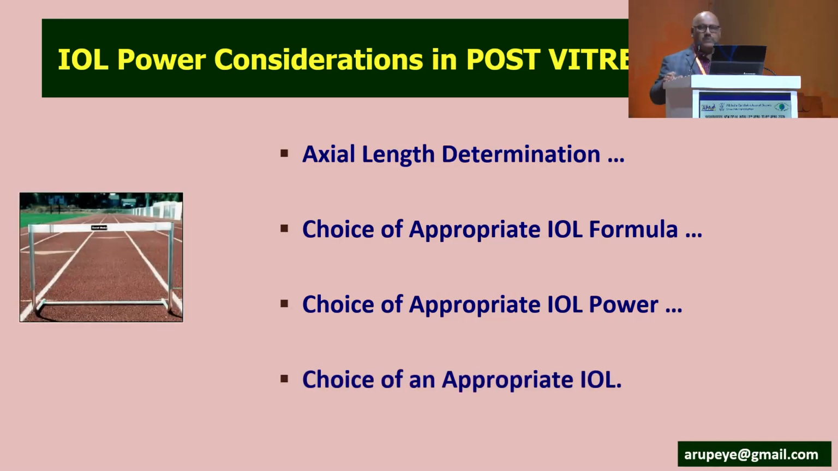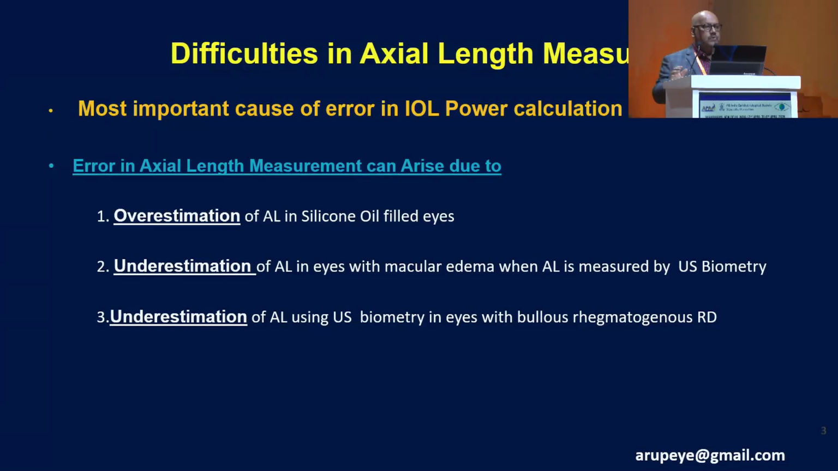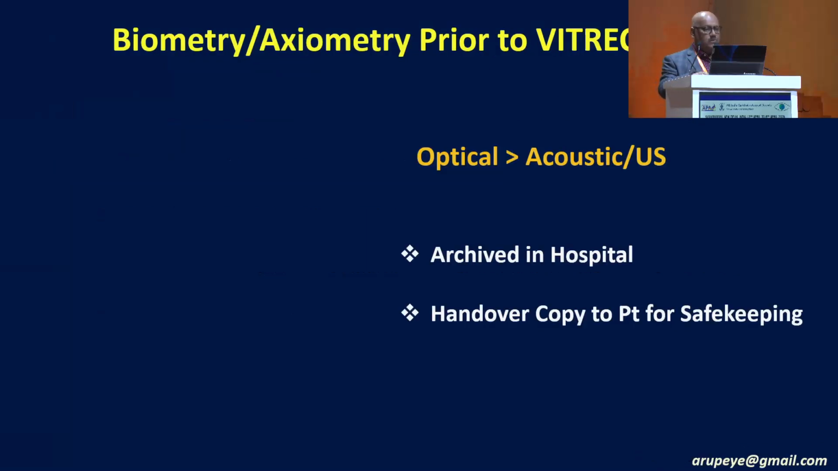And of course, you have to use an appropriate intraocular lens. The silicone lenses are no longer available, so hydrophobic acrylic single-piece lenses are the best lenses. The most important cause of error in IOL power calculation in these situations is basically the difficulty in axial length measurement. Error can arise because of overestimation of axial length in silicone oil filled eyes if you're using ultrasound biometry, underestimation of axial length in eyes with macular edema when measured again using ultrasonic biometry, and underestimation of the length when ultrasonic biometry is used in patients with rhegmatogenous retinal detachment.